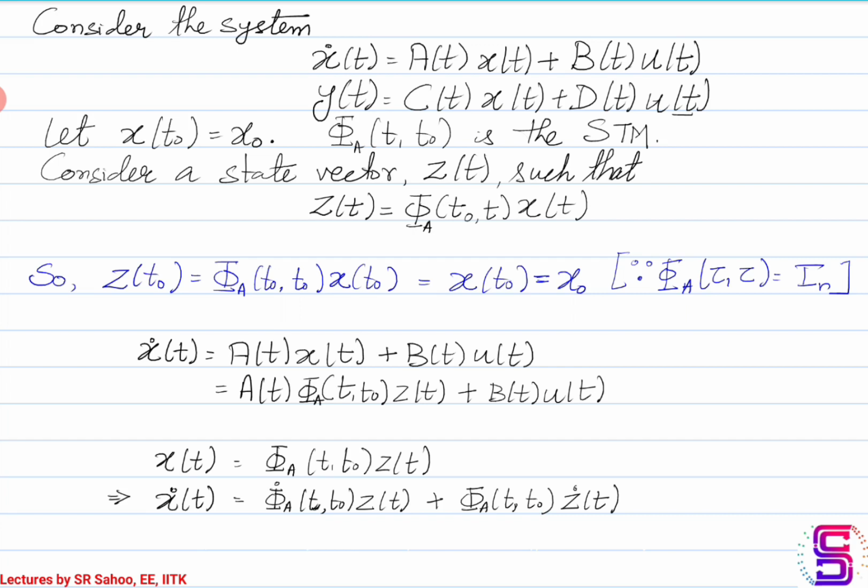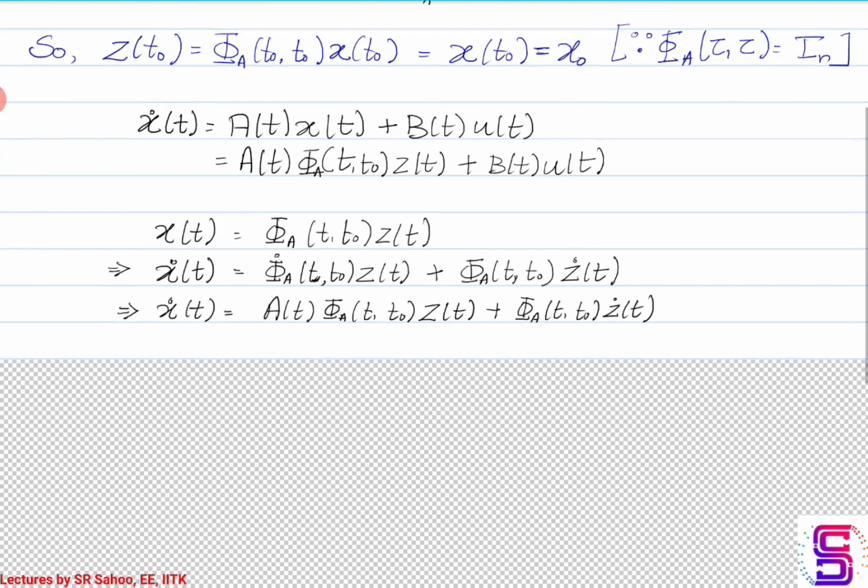The first expression has a derivative component of the state transition matrix, and the second expression has a derivative of z. Now the derivative of a state transition matrix, we know that it satisfies its own matrix differential equation. So from there, I will substitute for the derivative of the state transition matrix with A(t) Phi(t, t0). So this is what I get for x dot. Now I have an expression upstairs for x dot, which is A Phi z plus Bu, and I have an expression for x dot, which is A Phi z plus Phi z dot.